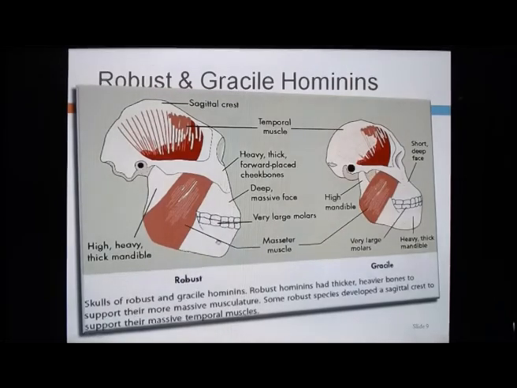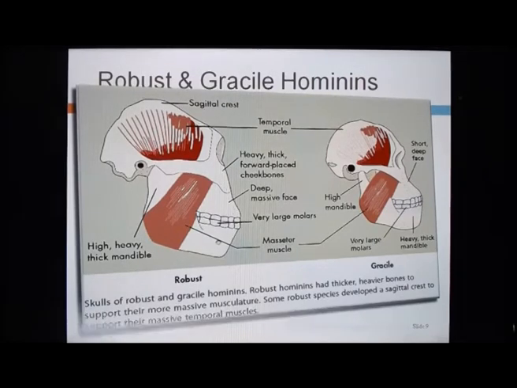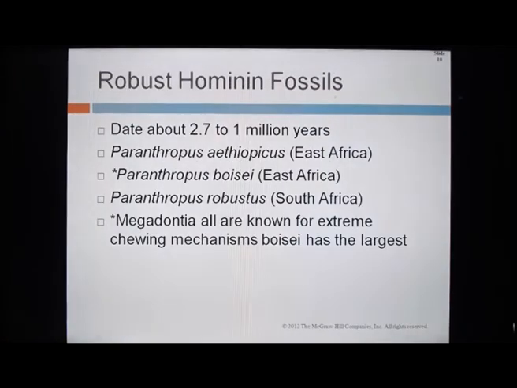Here's a look at the muscle. Again, you can see the sagittal crest up here with robust. The muscles attached there come down through the zygomatic arch and connect to the mandible. You can see with the gracile, same muscle attachment, but there is no bony outgrowth, no sagittal crest at the top. They ate more fruits, insects, and things like that.